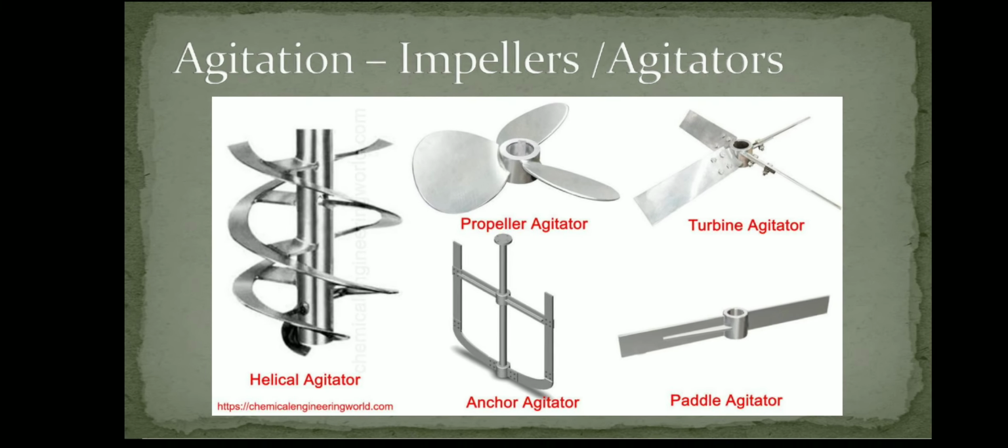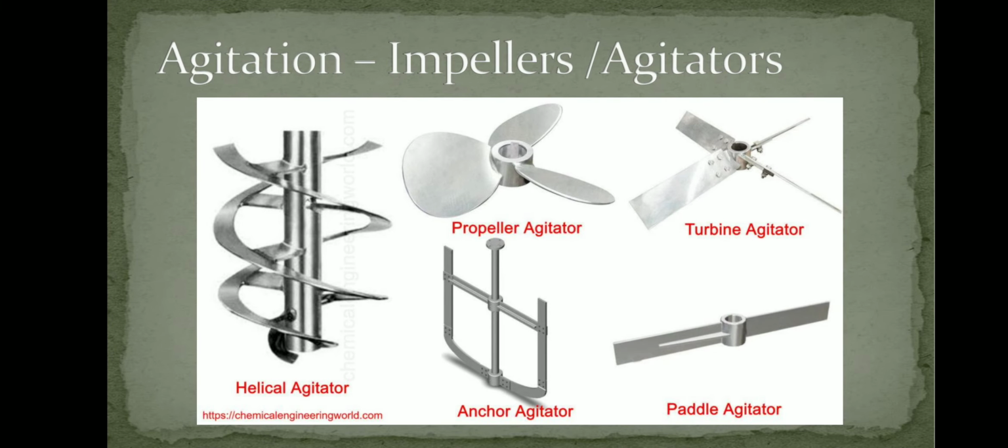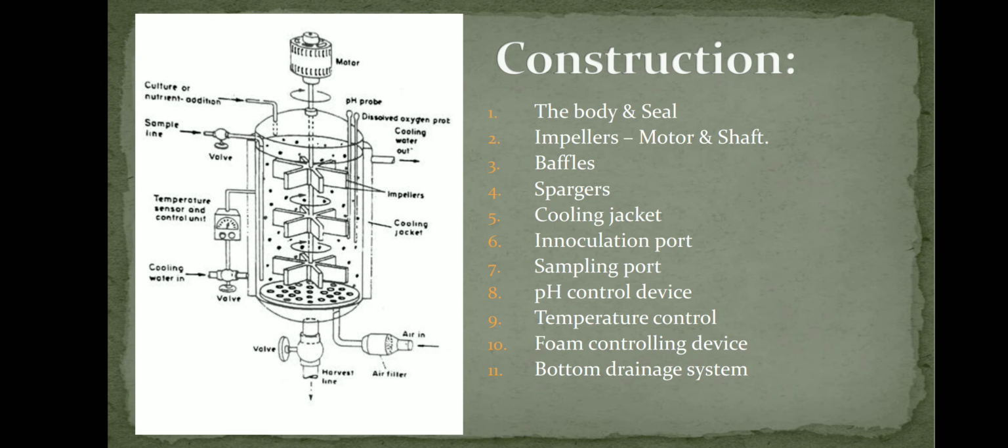There are different types of agitators that are used. These are the shapes of the agitator, where we have helical agitator, propeller agitator, turbine agitator, anchor agitator, and paddle agitator. We have many more like disc turbine, vane disc, open turbine, and so on. These are the different designs of the impellers. Based on its shape, it is named. Here the impeller that you are seeing is a disc turbine impeller.